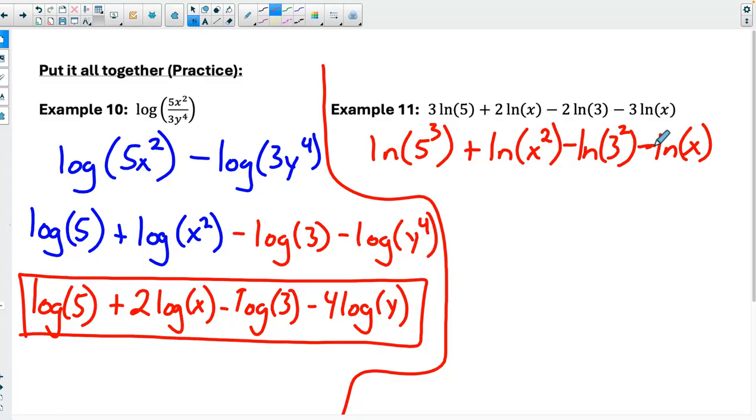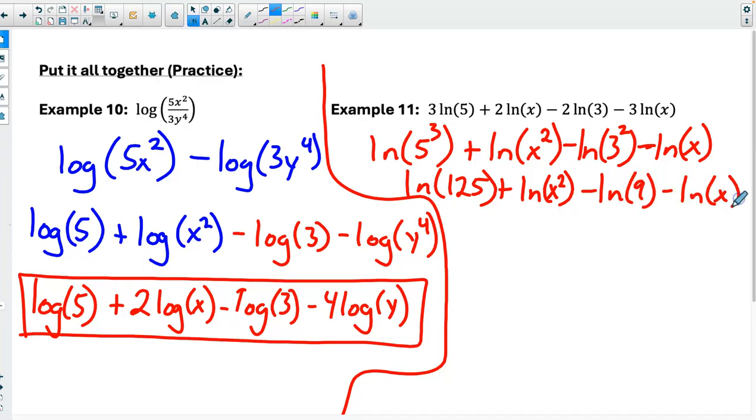Now my recommendation is always work with the simplest form of whatever we're looking at. So if I'm looking at that, I see 2 things that can be simplified. What can we simplify right away? Yeah. Simplifying, we get ln of 125. I don't do anything here. I get ln of 9. And then I just got ln x back there.